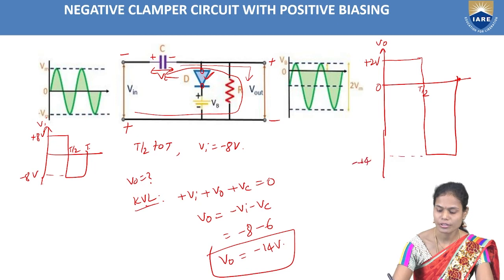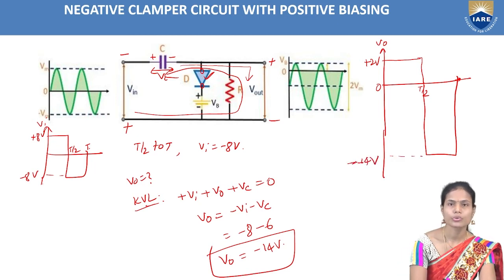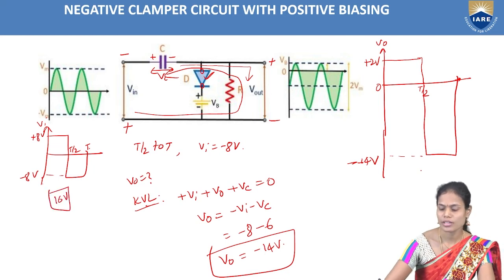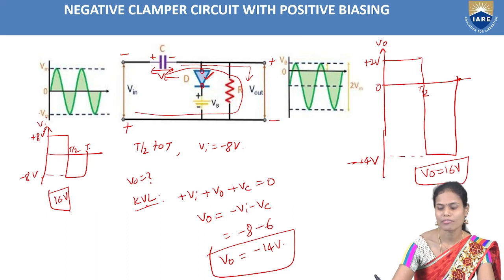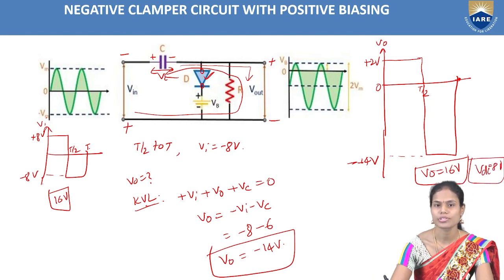Minus 14 volts. See, the total applied input voltage is 16 volts here, and across the output also we got 16 volts. But for the input signal the average value is 0, while for the output signal the average value is 8. Okay, the VDC value is 8, so it is shifted to 8 volts here.